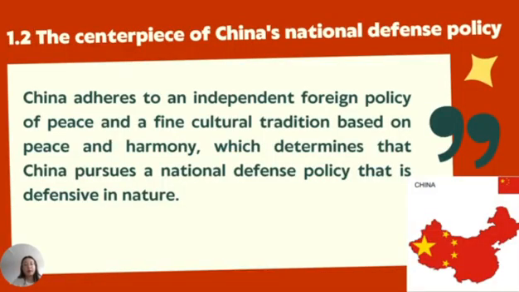Hello everyone, my name is Liu Zhen. I will introduce China's national defense policy. China adheres to an independent foreign policy of peace, and a cultural tradition based on peace and harmony determines that China pursues a national defense policy that is defensive in nature.